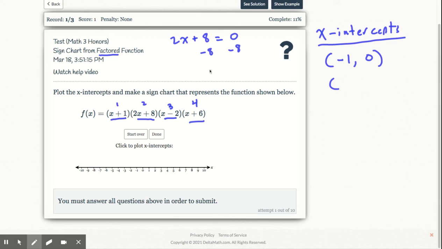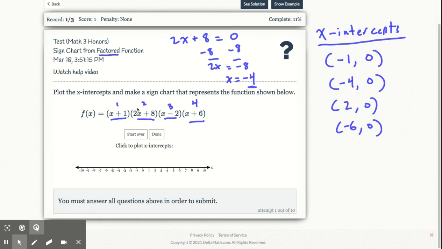So if we solve, right, ultimately we're going to find that 2x is equal to -8 and x is equal to -4. So our solution here is -4, meaning we have an intercept where x is -4 and y is 0. Third factor tells us our third intercept. Fourth factor tells us our fourth intercept. And now we have 4 points that we can plot on the number line. So where x is -1, I mark that, -4, -6, and +2. These are my x-intercepts. So I'm done with the first step, so we hit done.